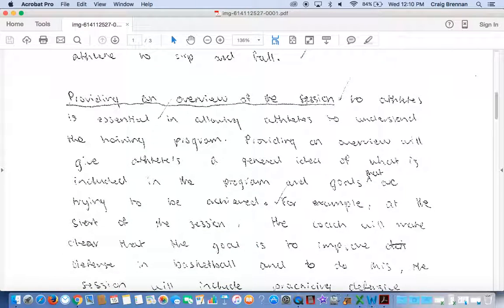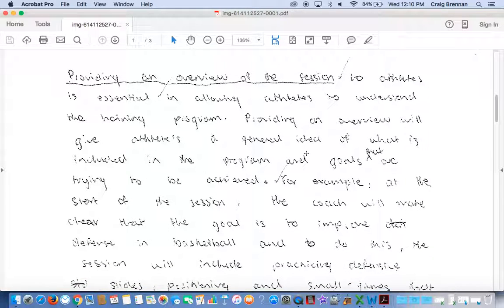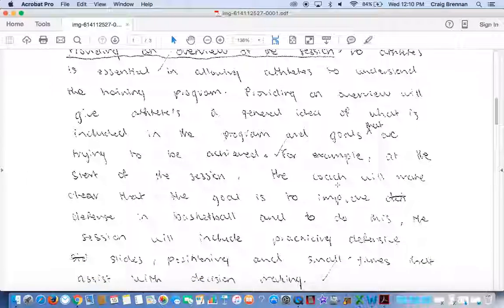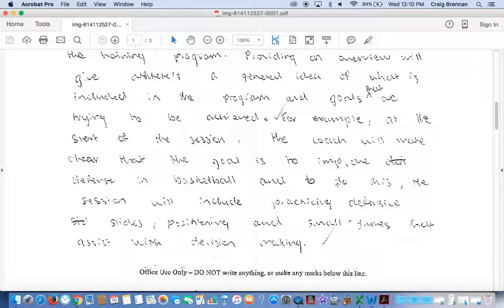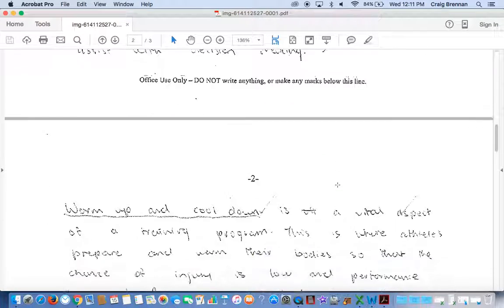Providing an overview of the session, underlined, set out clearly, to athletes is essential. There's his reinforcement of his evaluation. Talks about it, provides an overview, gives the goals and what they're going to achieve, gives some examples the coach will go through. In this case, talking about practicing defensive skills for basketball. They're the examples that he's given. The coach is going to give that information.